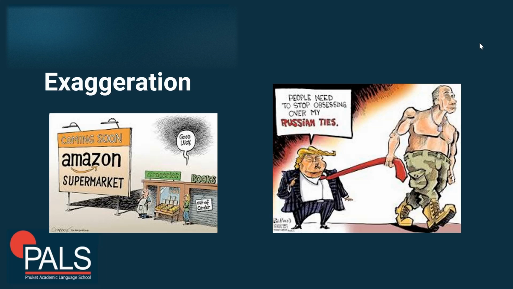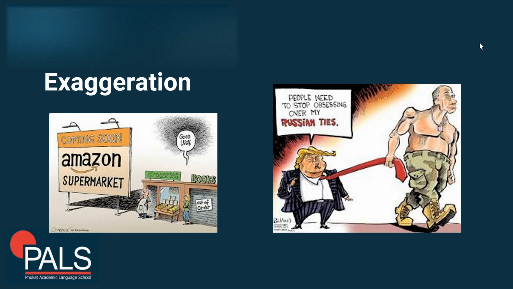So if you've had a chance to look over that political cartoon on the left, we have a large billboard that says, "Coming soon, Amazon Supermarket." And then we have two small brick and mortar businesses, small family businesses by the size of them. We've got a bookstore and a grocery store. The bookstore on the right says, "Out of order." Should say out of business.